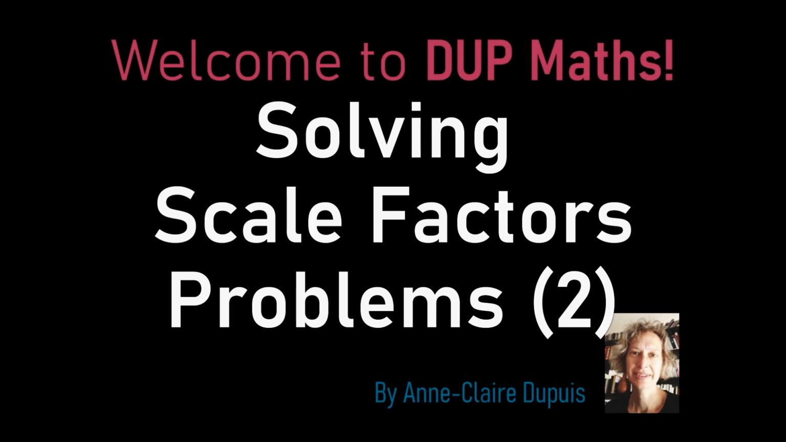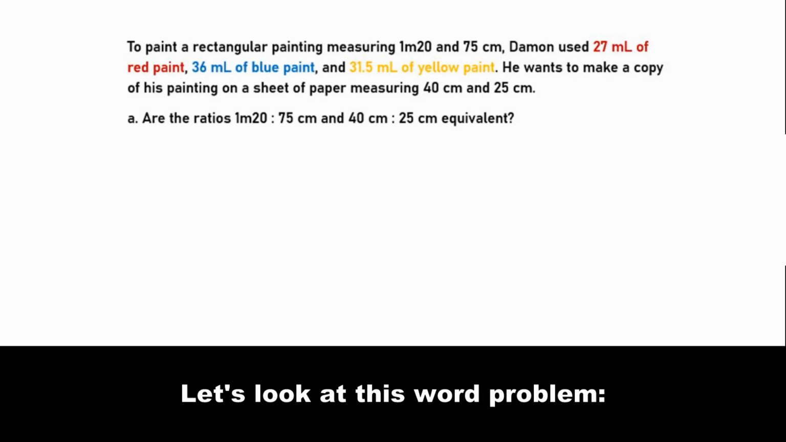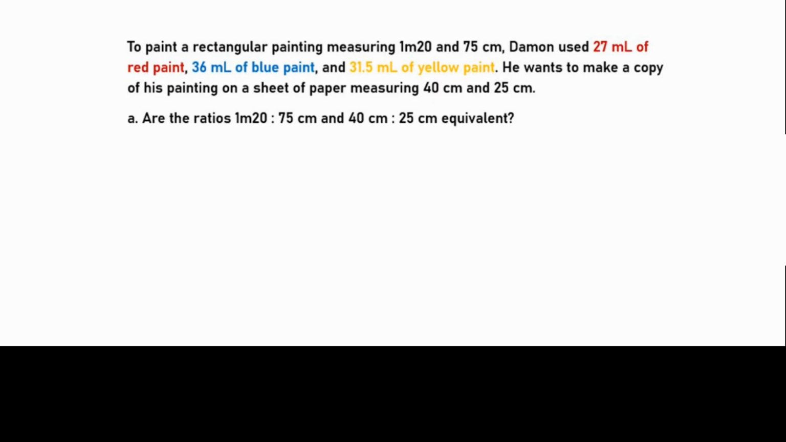Solving scale factors problems part 2. Let's look at this word problem. To paint a rectangular painting measuring 1 meter 20 by 75 centimeters, Damon used 27 milliliters of red paint, 36 milliliters of blue paint, and 31.5 milliliters of yellow paint. He wants to make a copy of his painting on a sheet of paper measuring 40 centimeters by 25 centimeters.